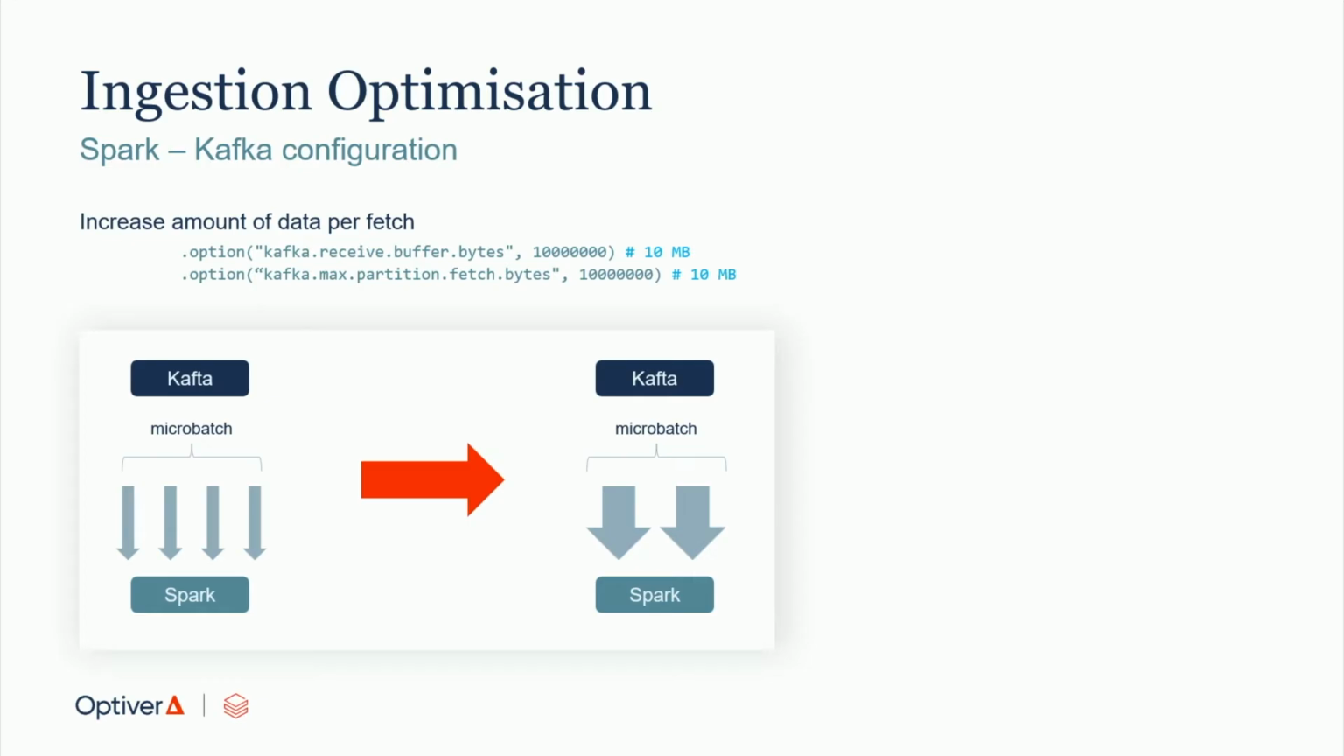Another optimization that we did is to increase the amount of data output per fetch. What I mean by this is, by default, Spark would pull a relatively small amount of data per fetch. However, for our use case, where there's a relatively high latency between our Spark cluster and our Kafka cluster, these small fetches mean too many round trips, too much overhead, and underutilized micro batches. So we decided to increase both of these values to about 10 megabytes. This allows Spark to pull larger chunks of data in each micro batch.